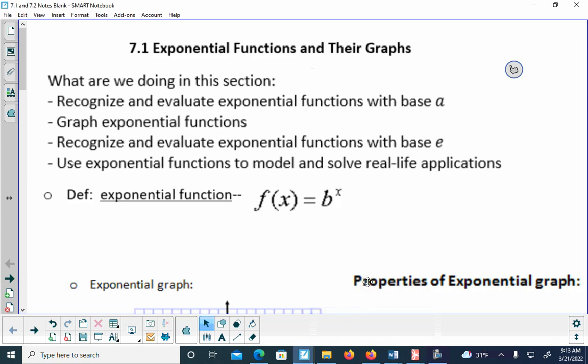This is Mrs. Orton. I'm going to go into the notes for 7-1. It's going to be 7-2. So 7-1 is the exponential function and its graph. This should be a review of what you know too, so we will go through these fast but normal.